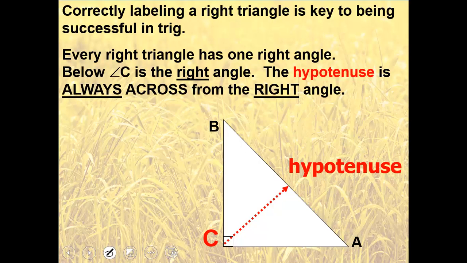All right. Third concept, final concept, here we go, making our way through. Correctly labeling a right triangle to be successful in trig. Okay, so every right triangle has one right angle. In this case, angle C is the right angle. And as I've been saying, the hypotenuse is always across from the right angle. Always across from the right angle.